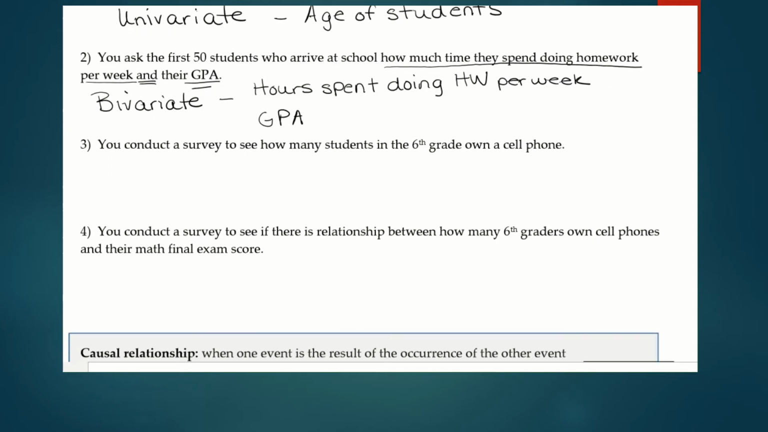So looking at number 3, you conduct a survey to see how many students in the 6th grade own a cell phone. Is this univariate data or bivariate data? Well, really, the only thing that we're talking about here is students owning a cell phone, and that is going to be categorized as univariate. And the variable that we're looking at here is students that own a cell phone.